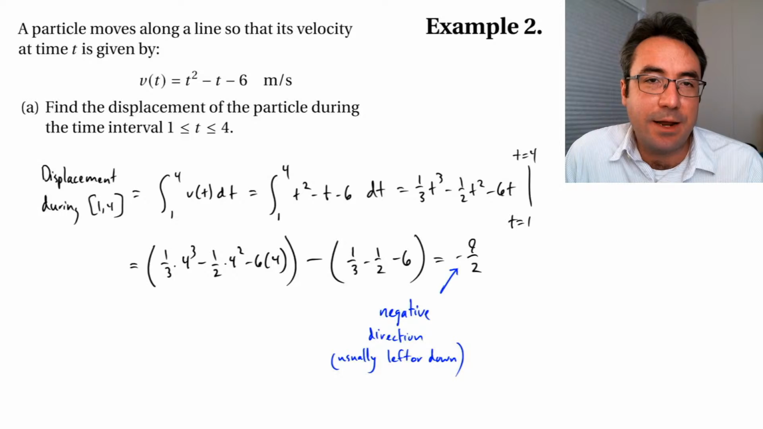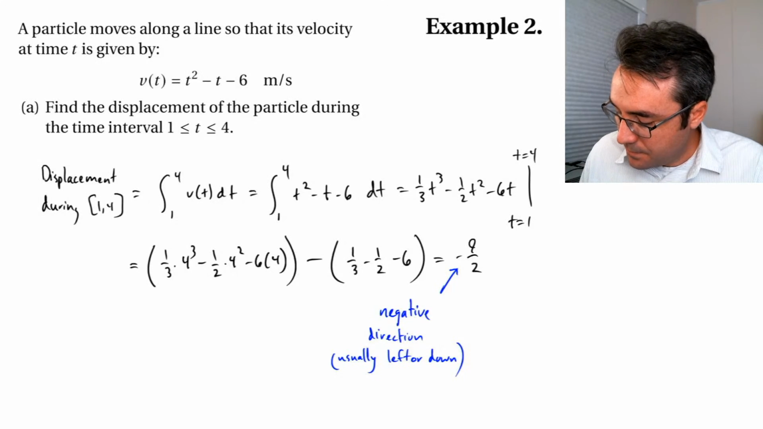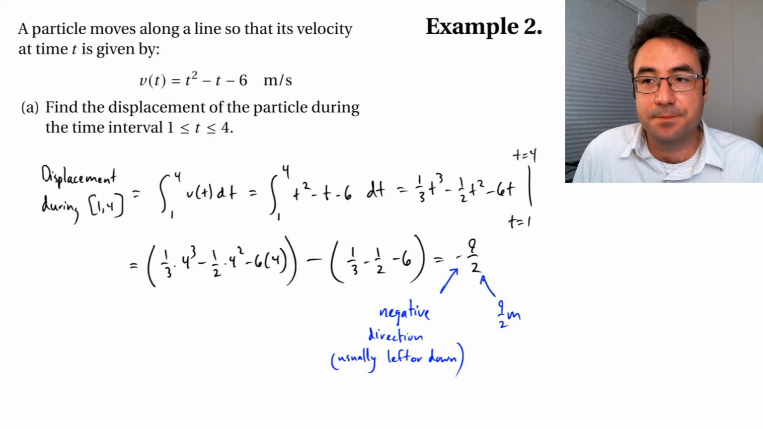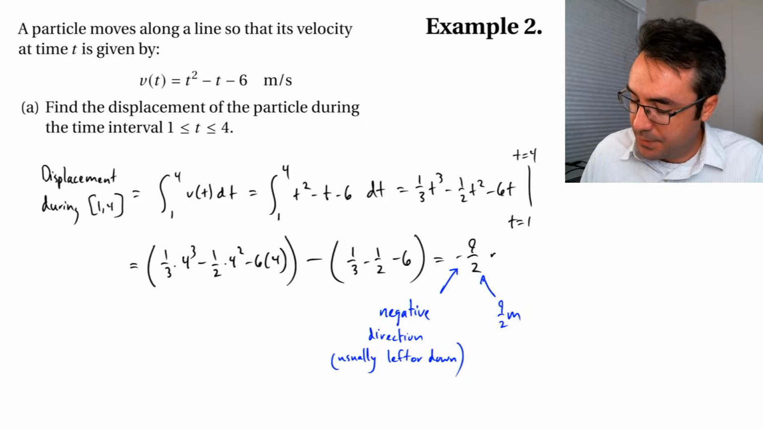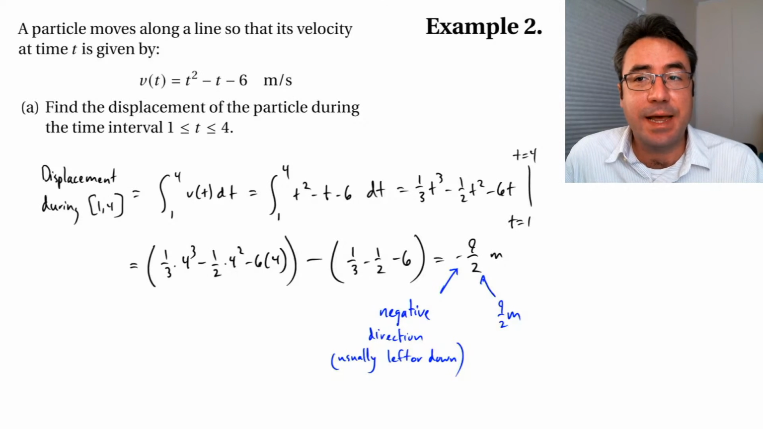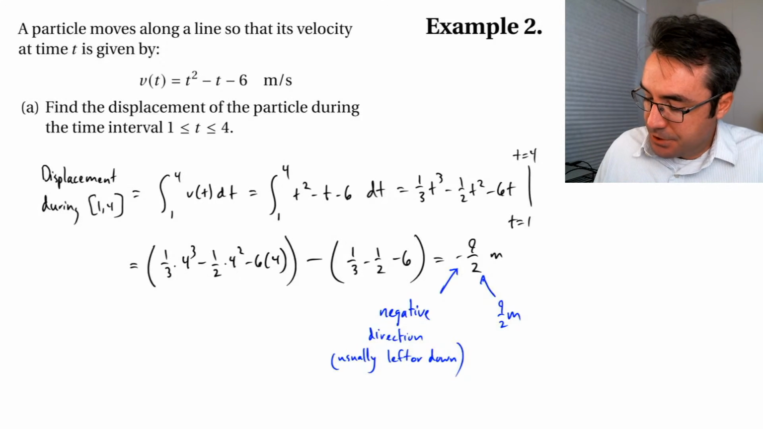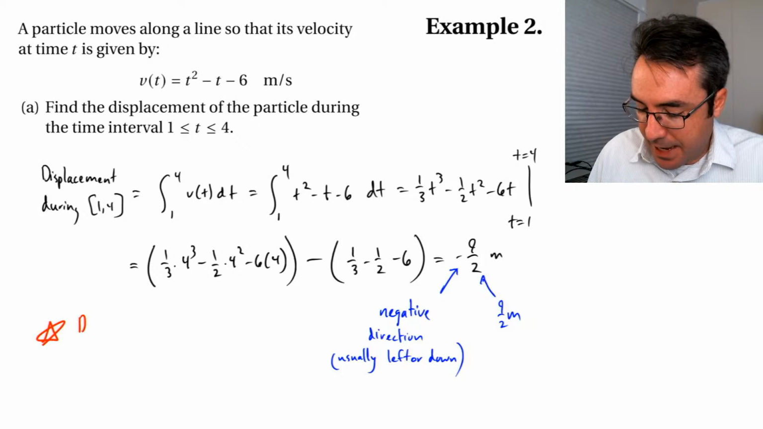So what does that 9/2 represent? Well, that's just how many units. So this just means 9.5 meters. And I should say meters here because that's our units for distance. So the net effect here is that we ended up 9.5 meters to the left of where we started. So just a reminder, displacement can be negative.